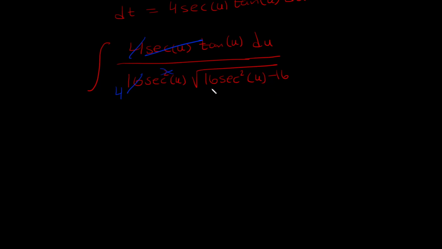Now inside I can factor out a 16 and have secant squared minus 1, which secant squared minus 1 is tangent squared. And so that's just going to be the square root of that. So the square root of 16 tangent squared is just 4 tangent of u.